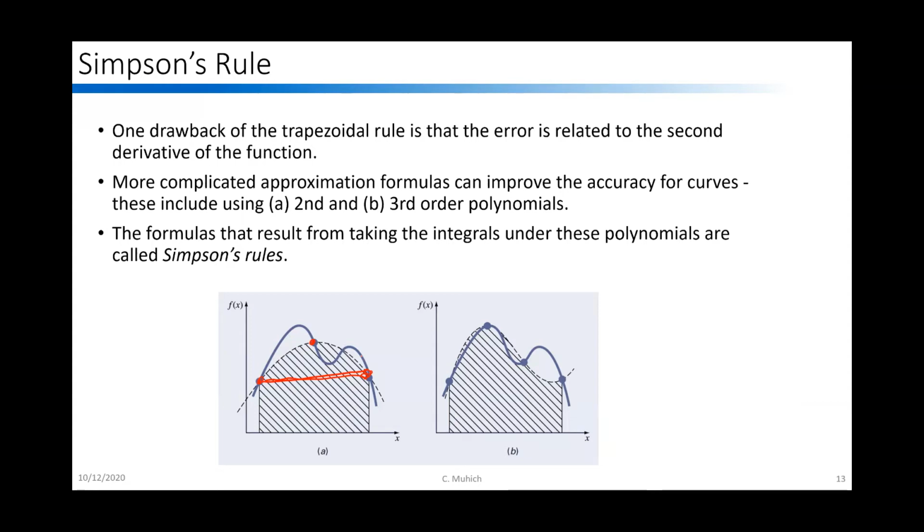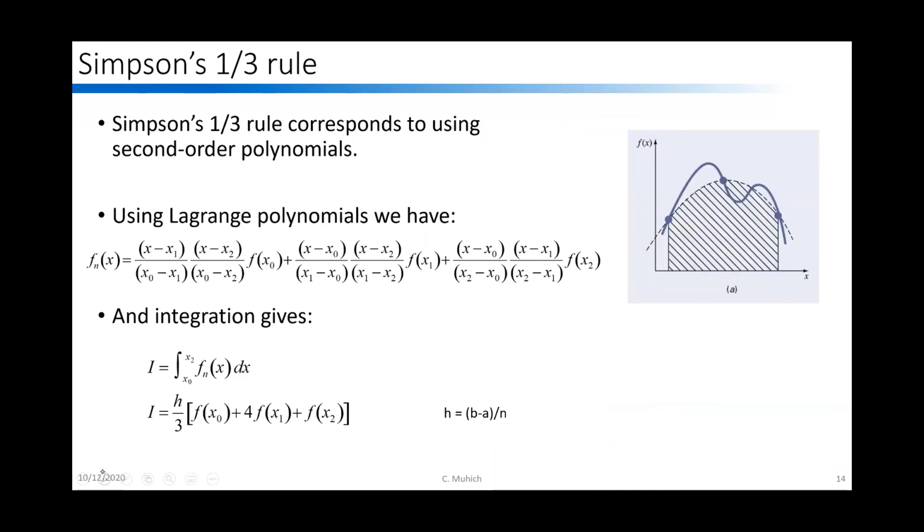Similarly, the error associated with my function is going to depend on higher and higher order derivatives, so that the effect of those higher order derivatives starts becoming smaller and smaller, and I get a more exact answer. Let's take a look at the first rule. So Simpson's 1/3 rule. This is going to come by fitting a second order polynomial. Here we're going to fit this polynomial across these 3 points using a Lagrangian polynomial.